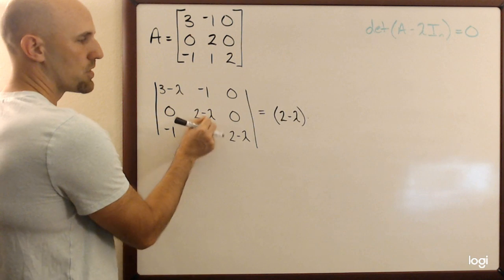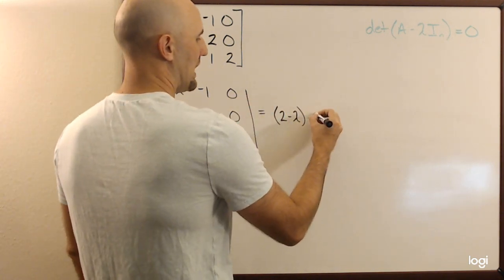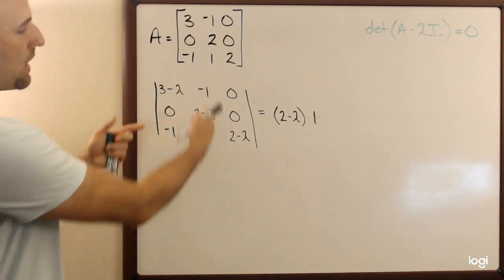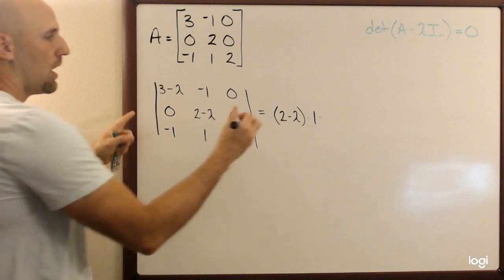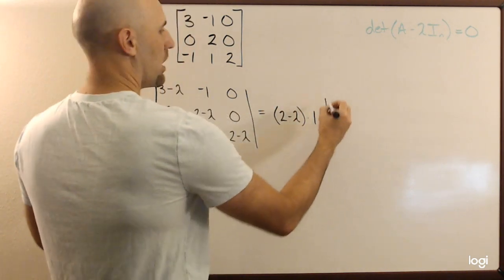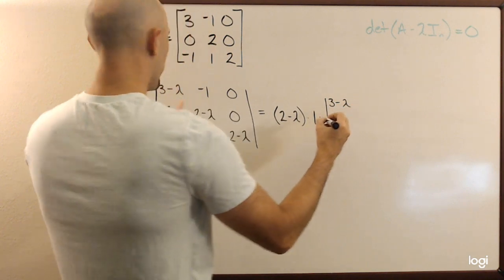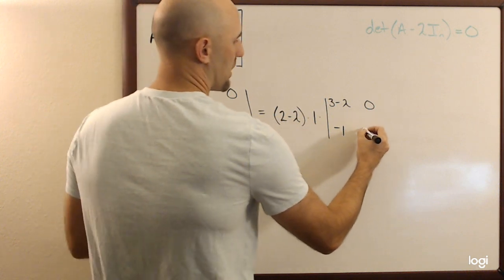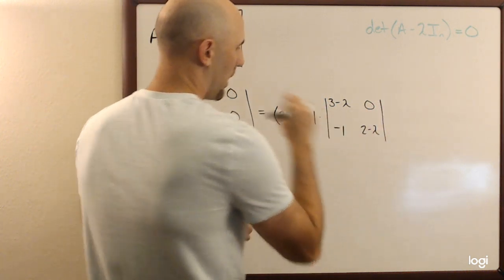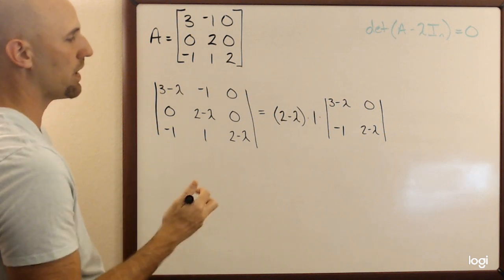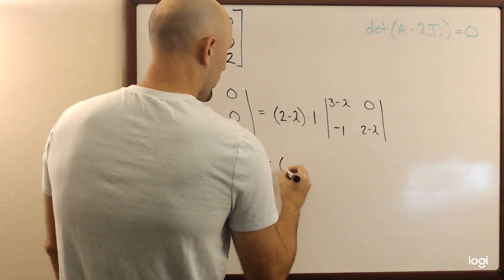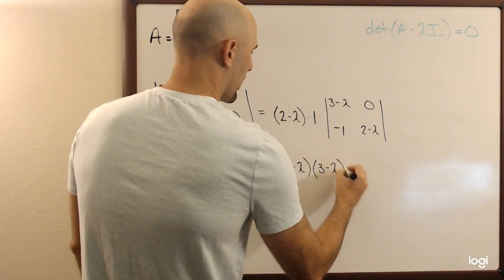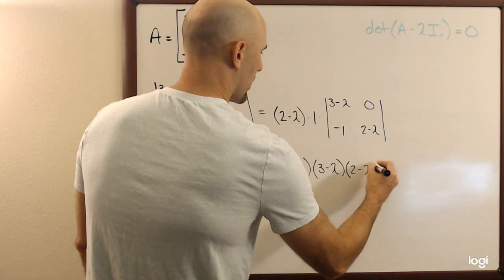Times the permutation sign for this particular entry, the 2,2 entry, that's even. So it's a positive 1, and times the remaining determinant when I ignore that row and column. That gives me 3 minus lambda, 0, and negative 1, and 2 minus lambda. And this turns out to be a very nice polynomial. So I've got 2 minus lambda times 3 minus lambda times 2 minus lambda.